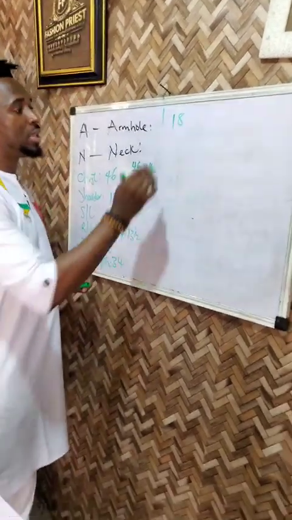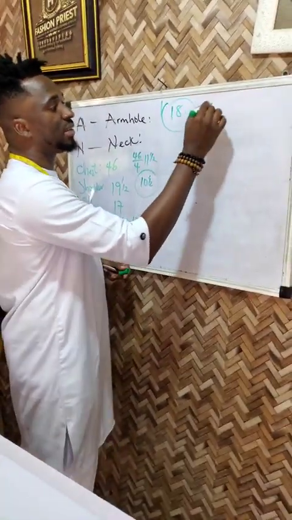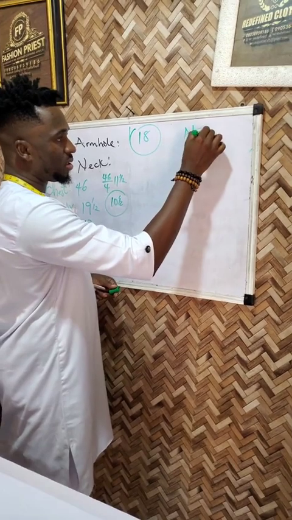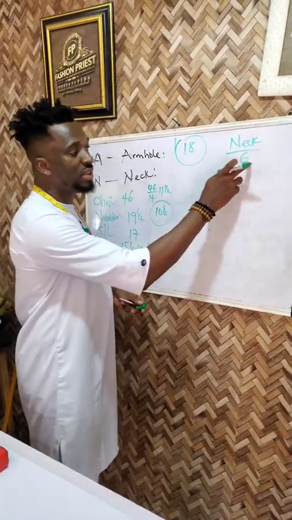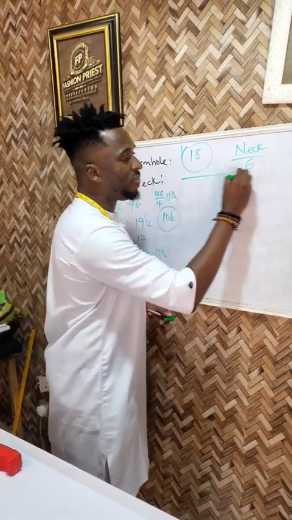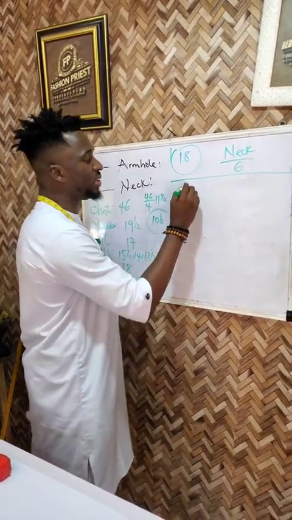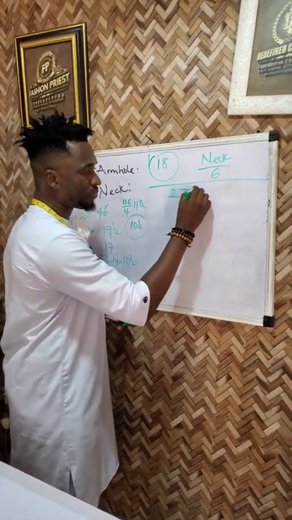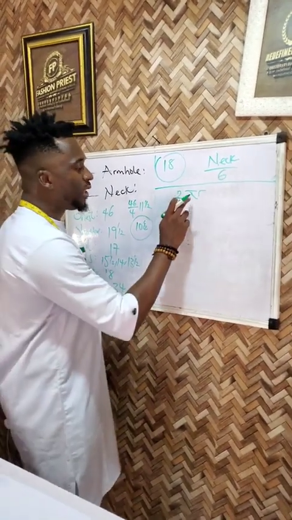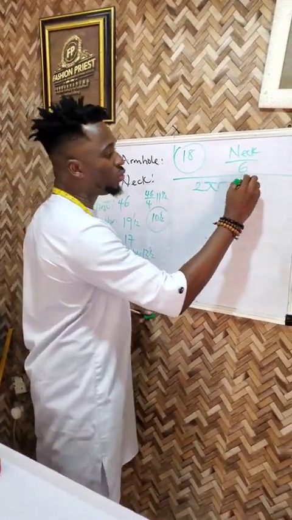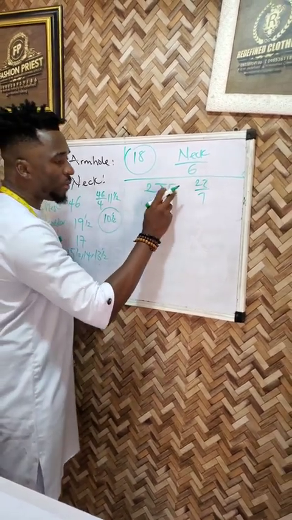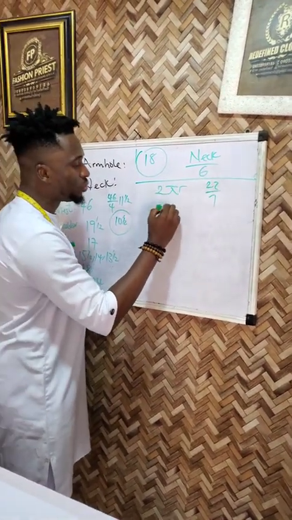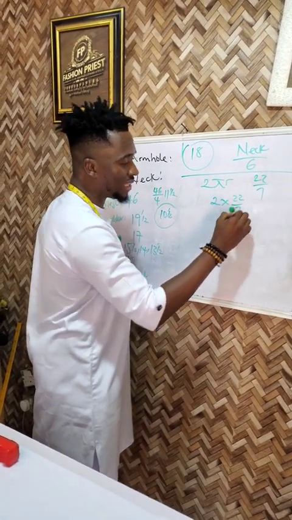Measurement. Now the formula for the neck states neck measurement over 6. How did we get to this 6? The formula for the circumference of a circle states 2 pi r, right? Now this pi is a Greek symbol, which means 22/7. Now if you work this out, you have 2 times 22/7.